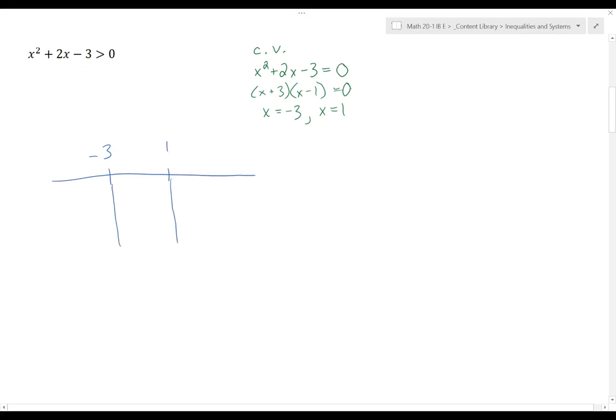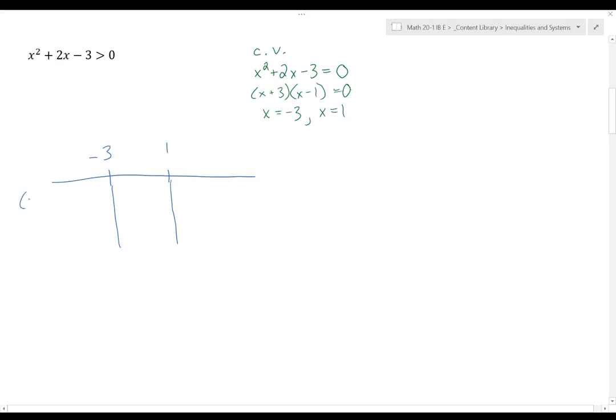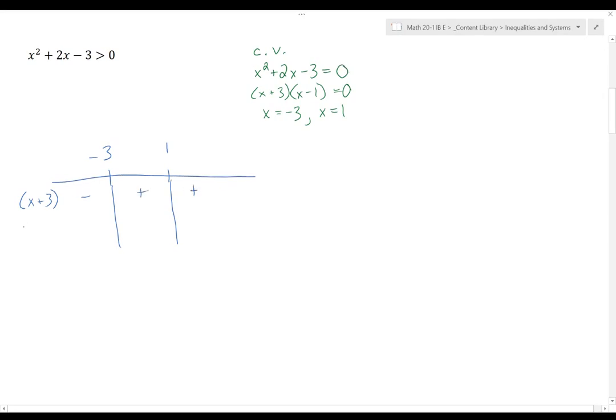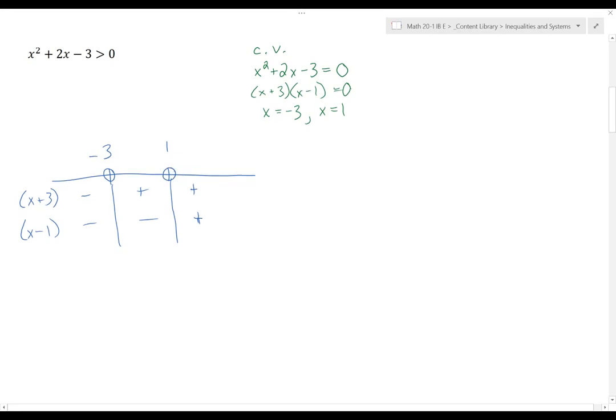Looking at this factor by factor now, x plus 3 will be negative for values that are less than -3 and positive for values that are greater than -3. And x minus 1 will be negative for values that are less than 1 and positive for values that are greater than 1. I put open circles here to indicate that -3 and 1 are not part of my solution.